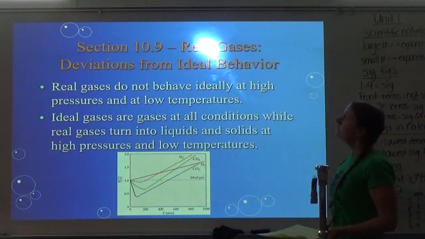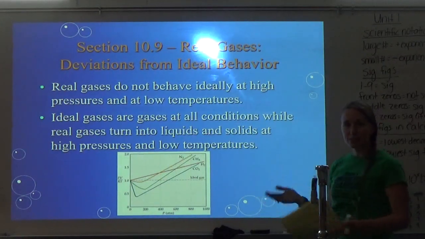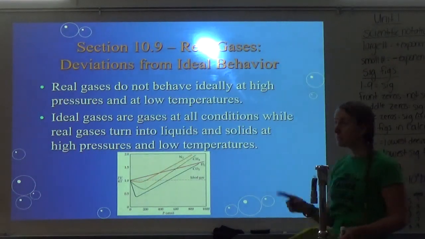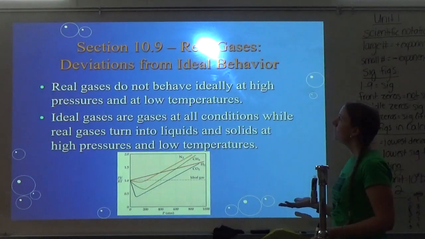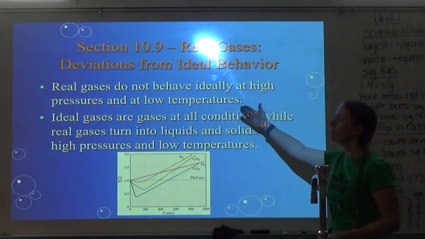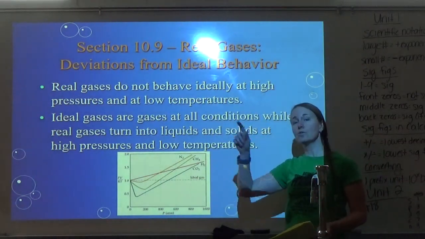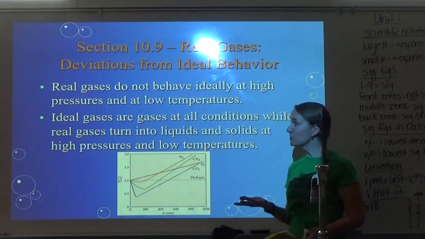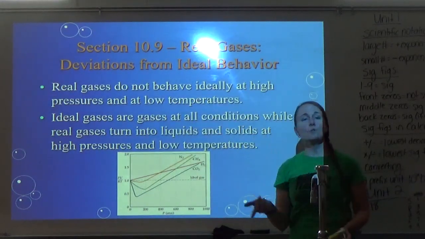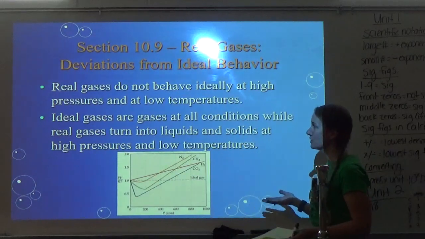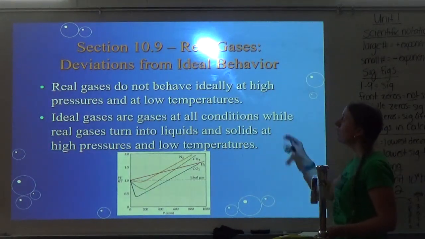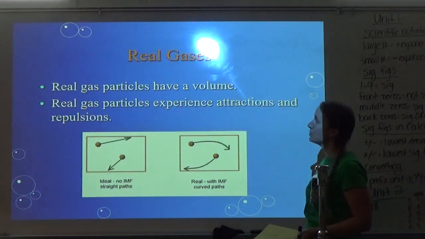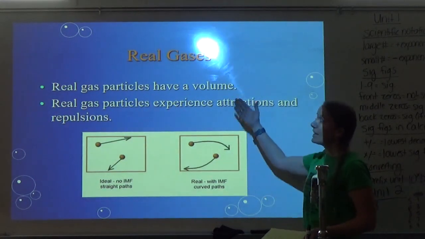So, section 10.9, real gases versus ideal gases. We talked a little bit about this in honors, so hopefully it rings a bell. Real gases do not behave ideally at high pressures and low temperatures because real gases will liquefy or solidify at high pressures and low temperatures. For ideal gases, we assume it's a gas at all temperatures and pressures. Ideal gases are gases at all conditions, while real gases turn into liquids and solids at high pressures and low temperatures. Real gas particles have a volume.